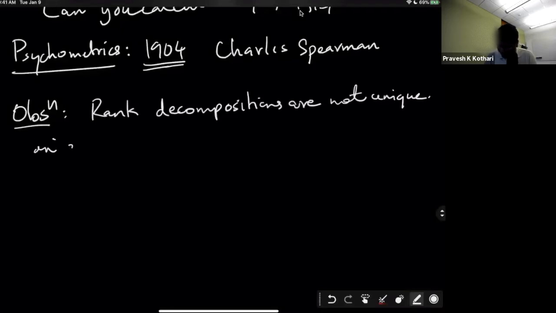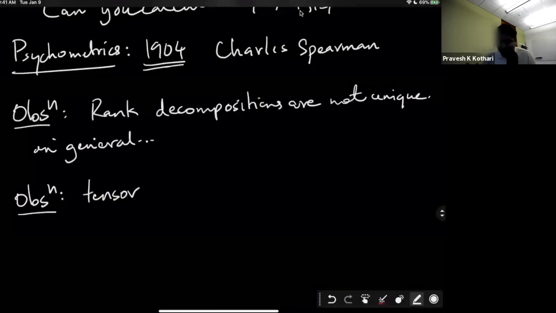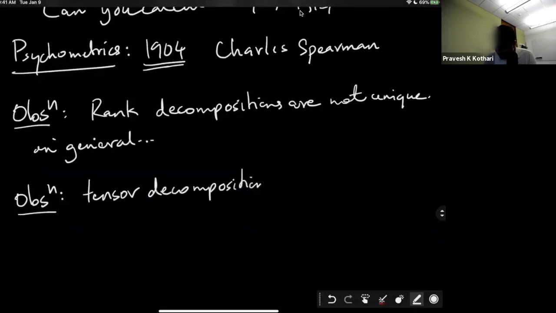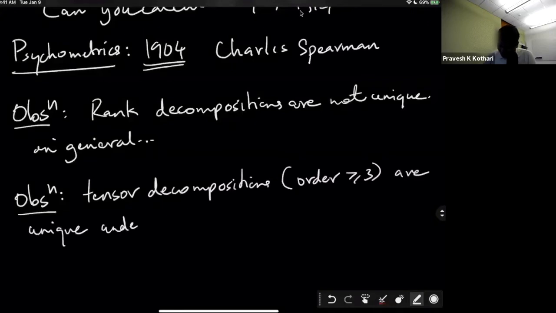Let's say in general, because we are still in a somewhat informal phase of today's lecture. But also an observation, it turns out that tensor decompositions are unique under mild conditions. So tensor decompositions for order bigger than or equal to 3, because order less than or equal to 2 is basically the case of matrices, are unique under some mild conditions.